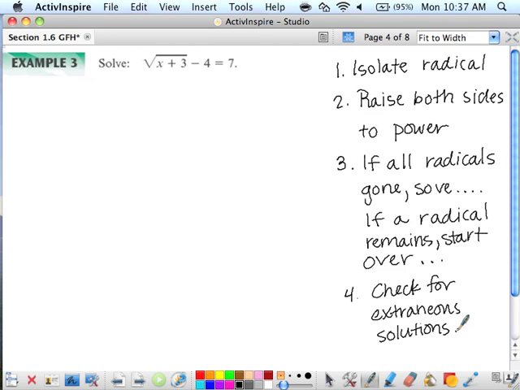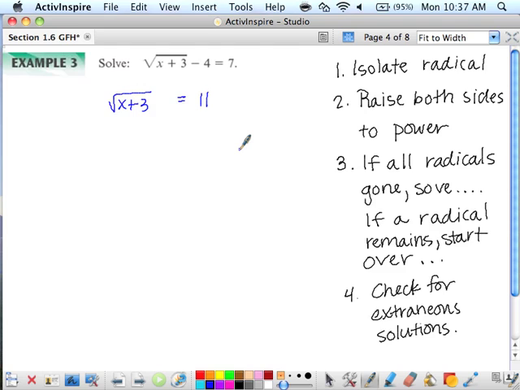Let's take a look now at the square root of x plus 3 minus 4 equals 7. According to the notes over here, we should isolate the radical. So that means I first need to do what? Add 4 to both sides. That will produce the square root of x plus 3 equals 11.